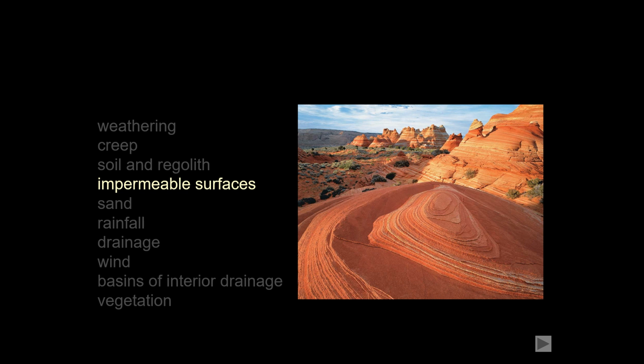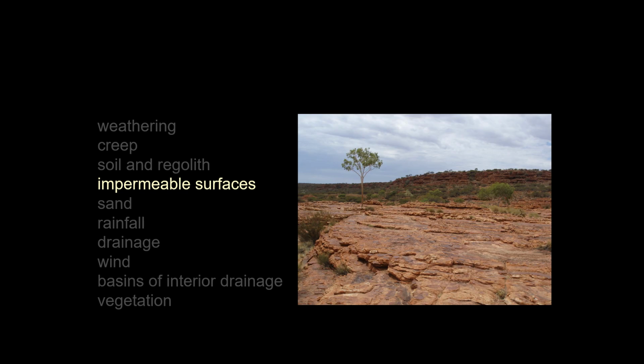Arid landscapes also are characterized by impermeable surfaces like this one. This is the slickrock country of Utah. And you'll find places like this in Canyonlands National Park in Utah. Fabulous places if you like to mountain bike. So impermeable surfaces are those that don't allow water to easily pass through them. And here's another view of Canyonlands National Park in Utah.